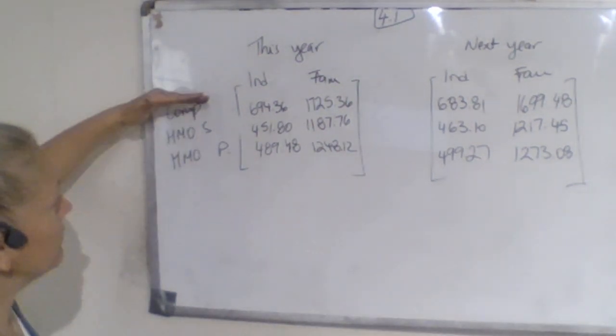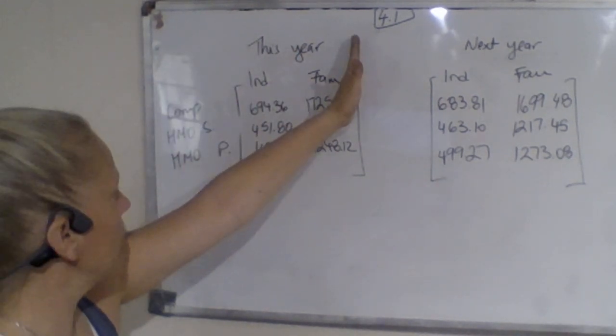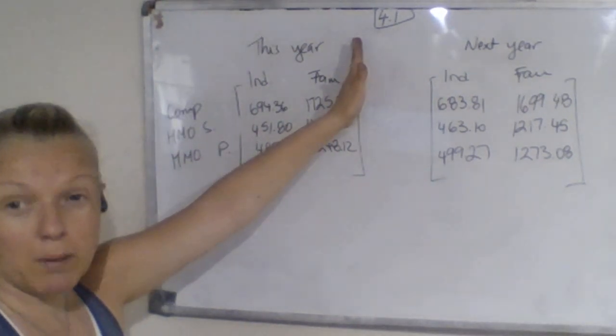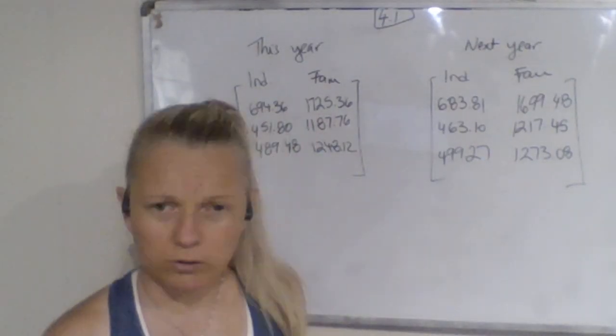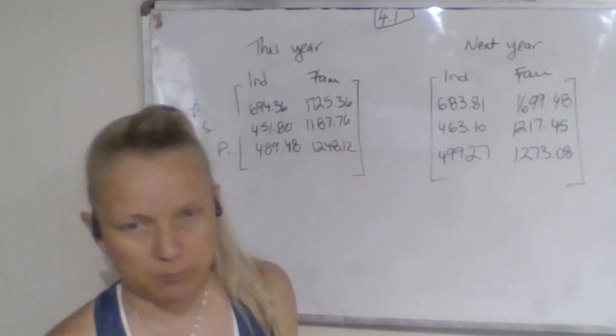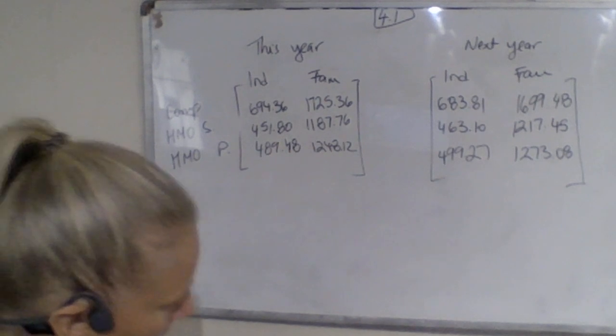You could have also done the other way. I could have put individual and family here and comp, HMOS and HMOP over there, and we would have gotten a 2x3, 2 rows by 3 columns. Both ways are correct. So when you do homework, you do tests, however you organize it, it's the same to me, as long as you organize it correctly. And they both follow the same step, okay?